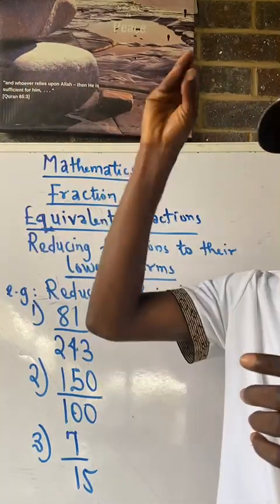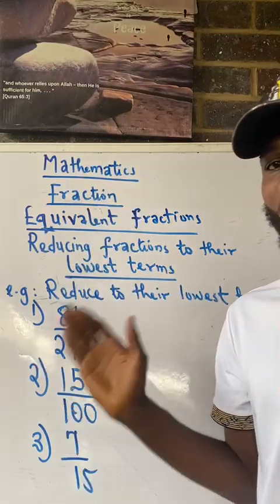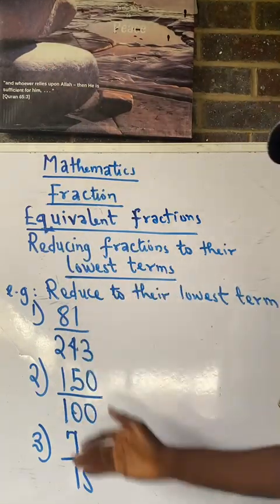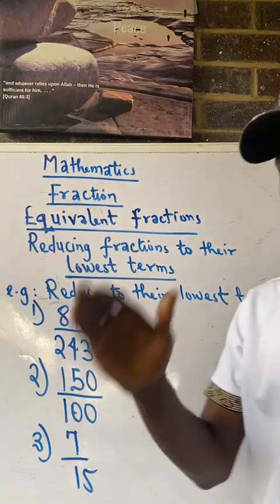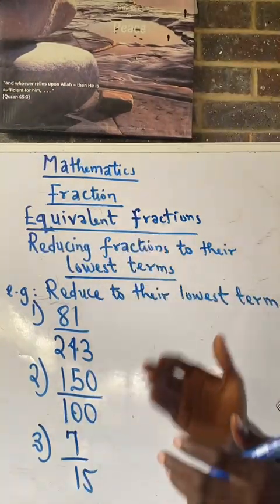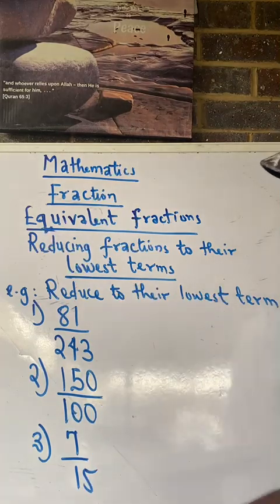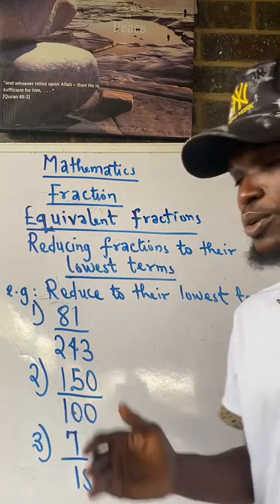So nothing can divide both the numerator and denominator. No common number can divide both the numerator and the denominator. If a fraction is like that, then the fraction is said to be in lowest term. So let's look at the examples one by one.